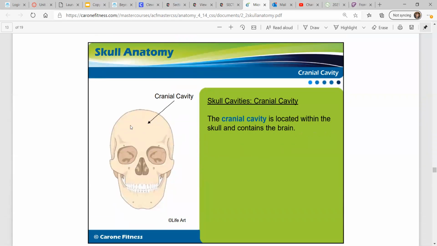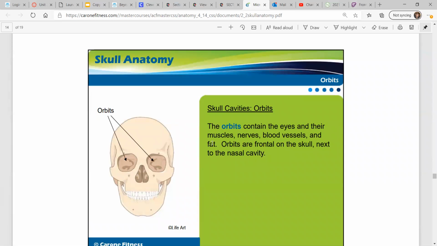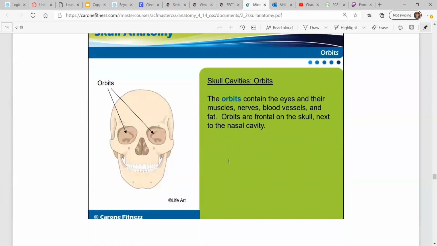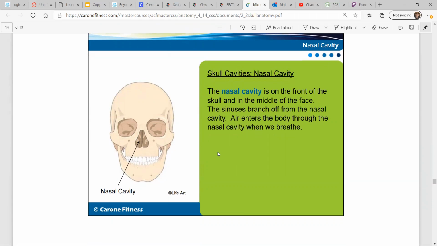There's the cranial cavity up top, which contains the brain. The orbits contain the eyes, their muscles, nerves, blood vessels, and fat. They're frontal on the human skull next to the nasal cavity. So everything's kind of close together on our faces. The nasal cavity is on the front of the skull and in the middle of your face. The sinuses branch off from the nasal cavity. Air enters the body through the nasal cavity when we breathe.